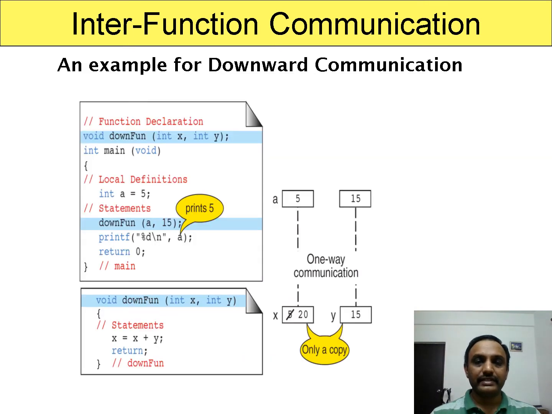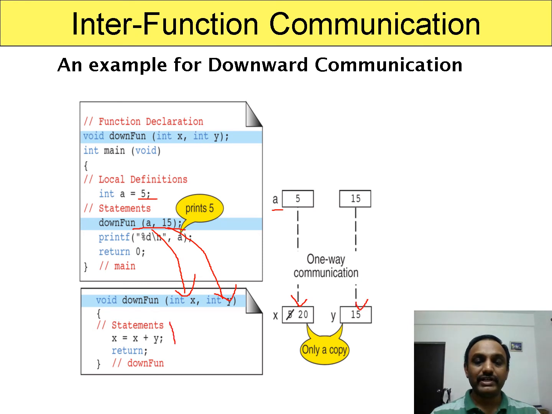See another example for downward communication. I am calling the down function, sending the value of a and 15. A value of 5 we have initialized here. So 5 is assigned to x and 15 is assigned to y. Here we are taking a, and communication is carried out. These values come to this place.